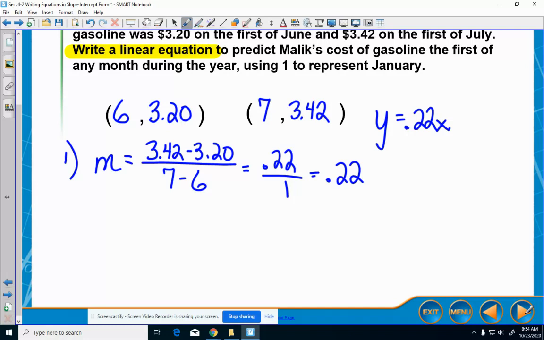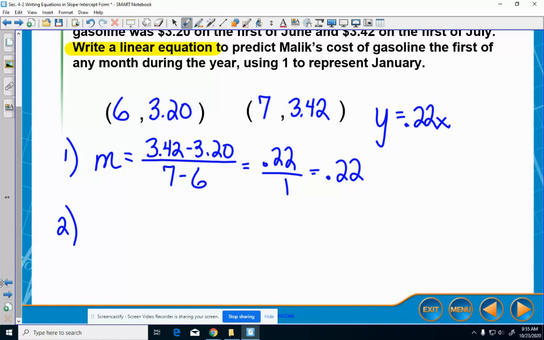Does it matter which ordered pair you use to find your y-intercept? No. So pick whichever one you feel is easier. Probably the smaller values make more sense. So in this situation, y is $3.20, which is equal to m, 0.22, times x, which is 6, and figure out b. Be careful there. I try to write my 6 and my b differently, and they almost look more similar the harder I try not to. So be careful.